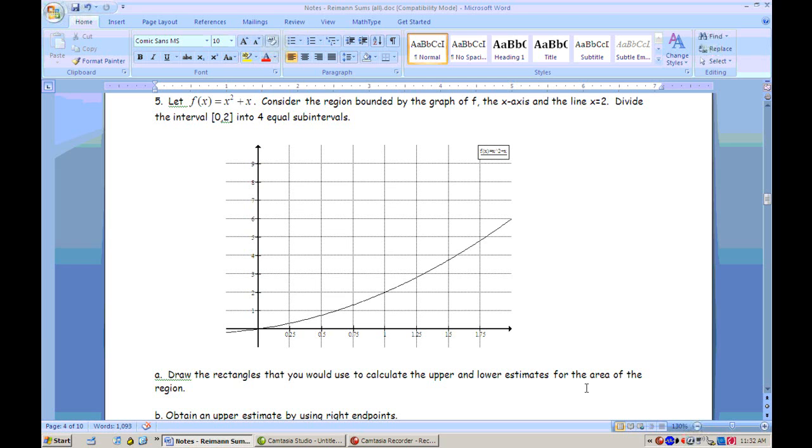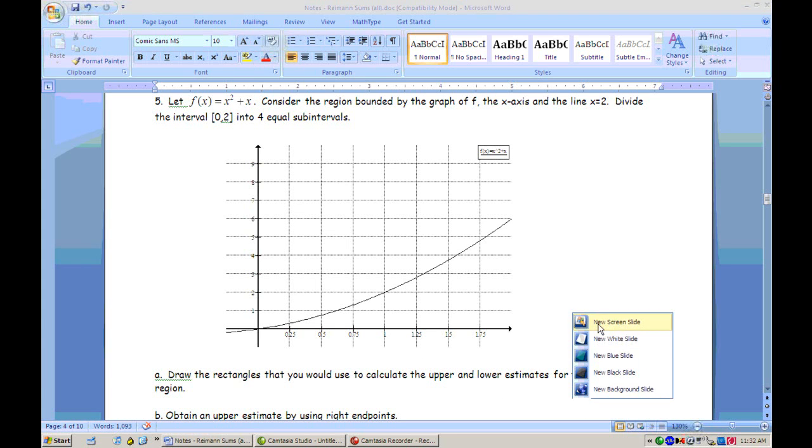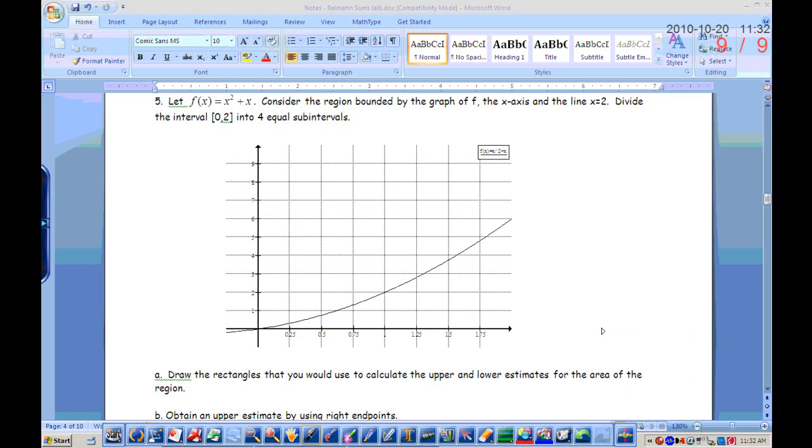Now this one's a little bit different because we actually have an equation instead of just random data points. So the graph is f of x equals x squared plus x. Consider the region that's bounded by the graph of f, the x-axis, and the line x equals 2. So over here.